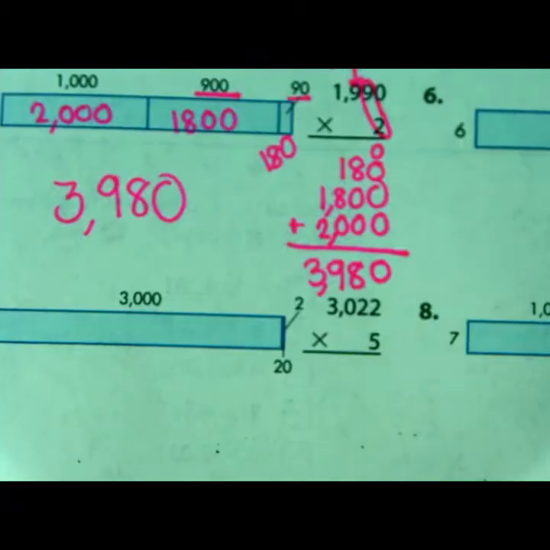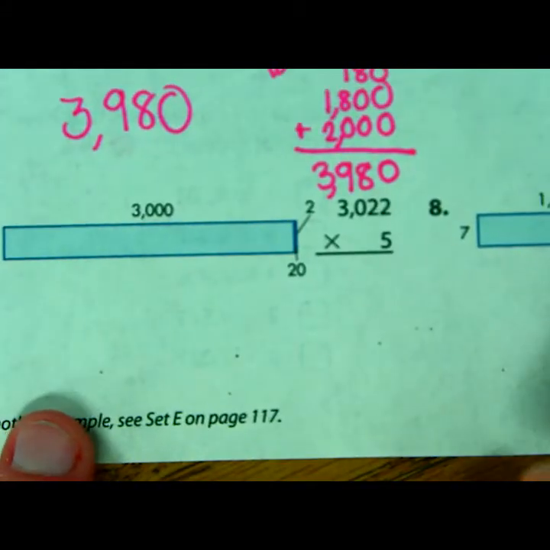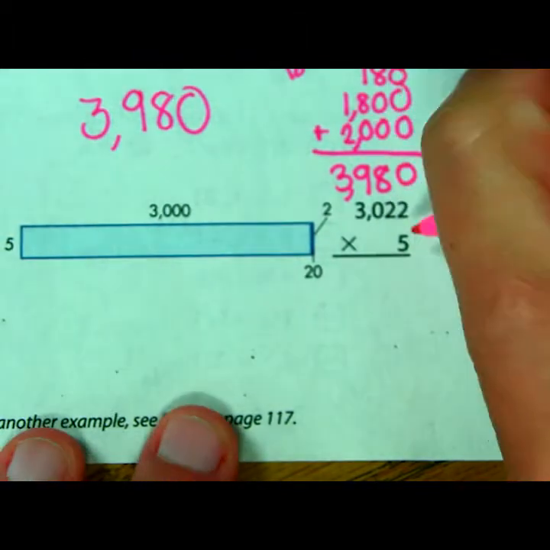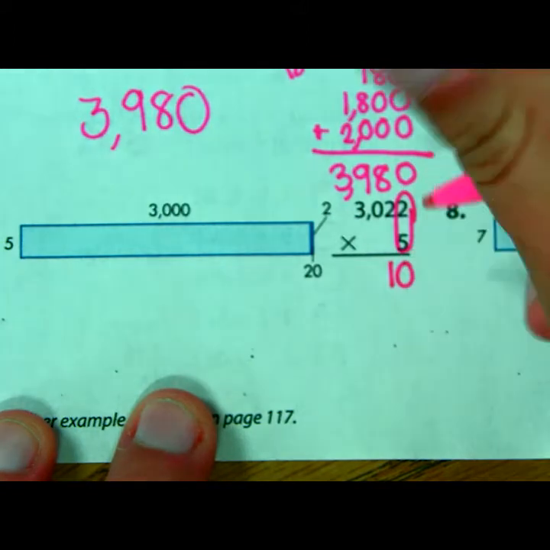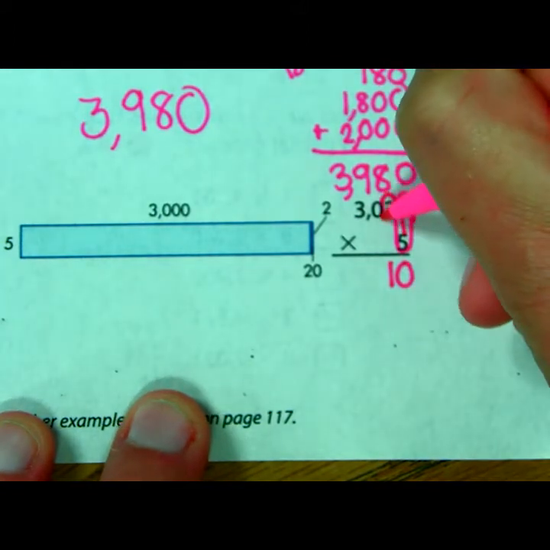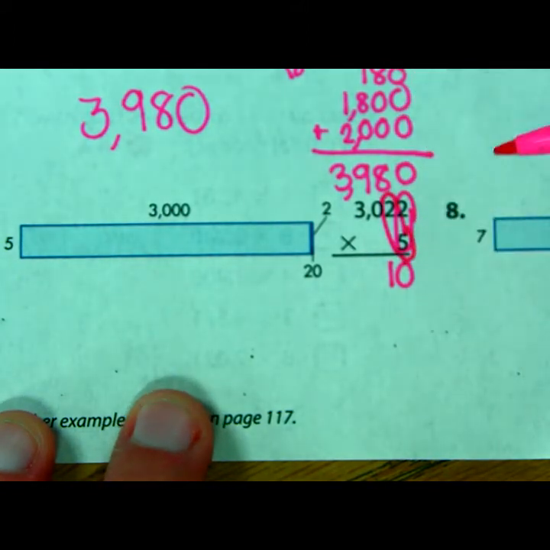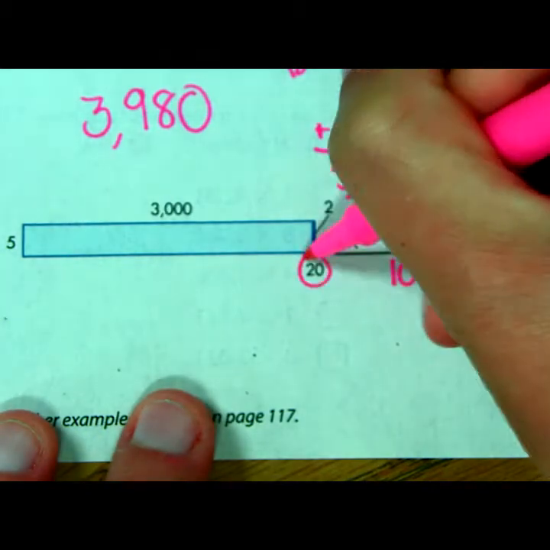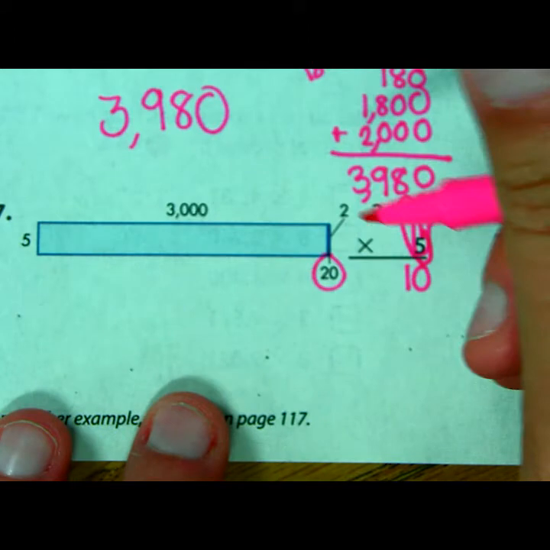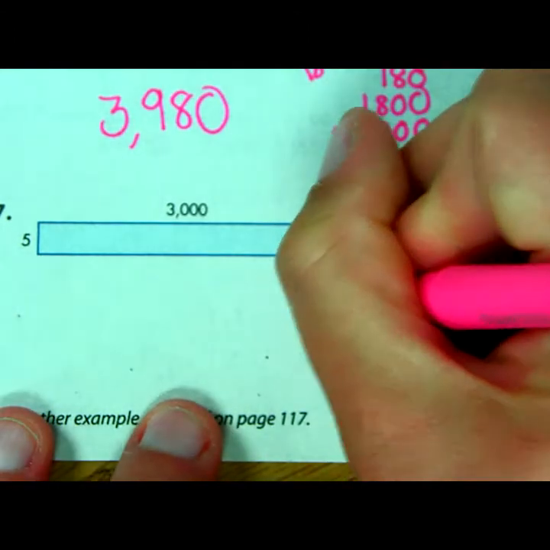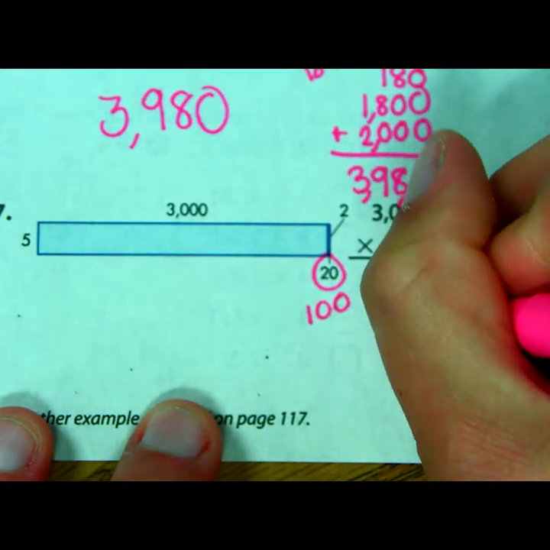Okay, question number 7. So starting in the ones place, 5 times 2 is 10. Then moving on to the tens place. If you have a 2 in the tens place, that's really a 20. You can see that down here. 5 times 20. Well, I could use the basic fact of 5 times 2, which is 10, and then add on my 0, so 100.